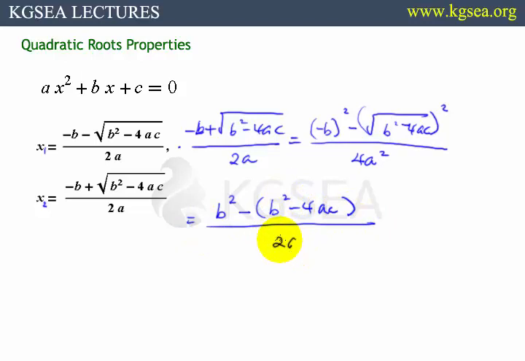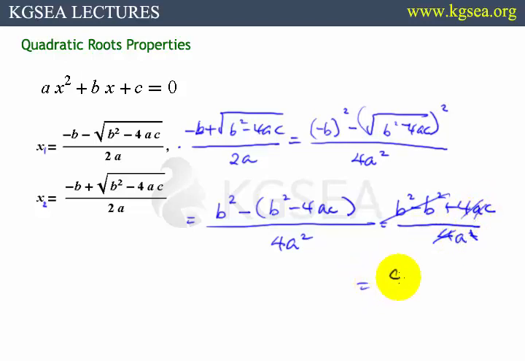Denominator was 4a squared. Okay, so what do I have? Let me open the parenthesis. So the b's cancel out, 4 cancels, and an a cancels. All I get is c over a. If you multiply the roots of a quadratic equation, you will get this guy over that guy.